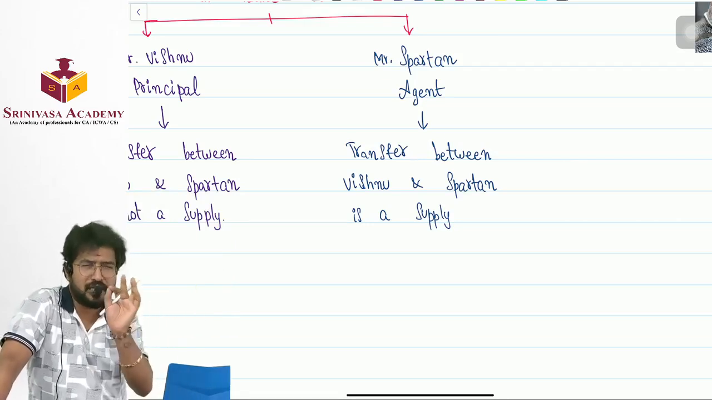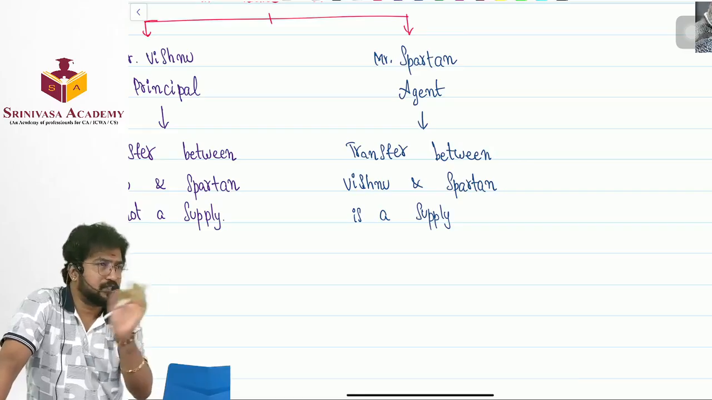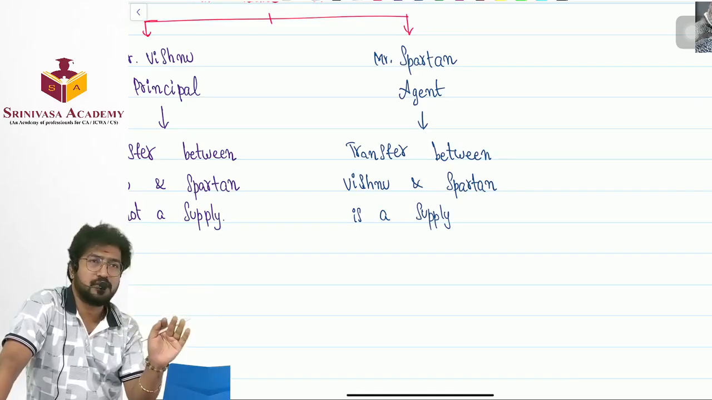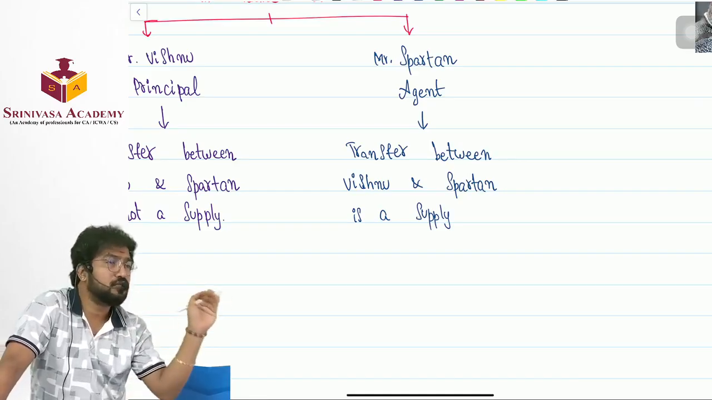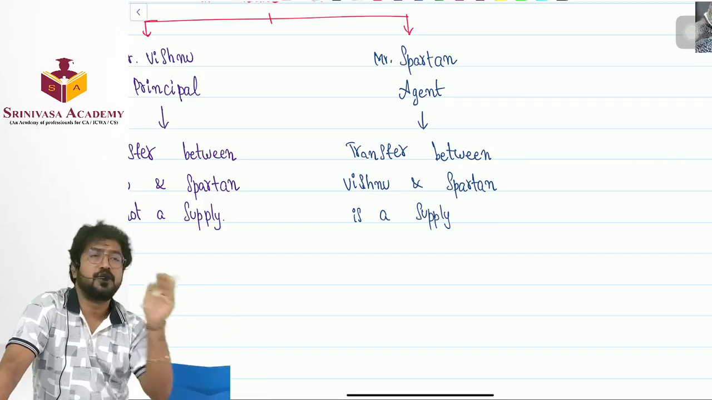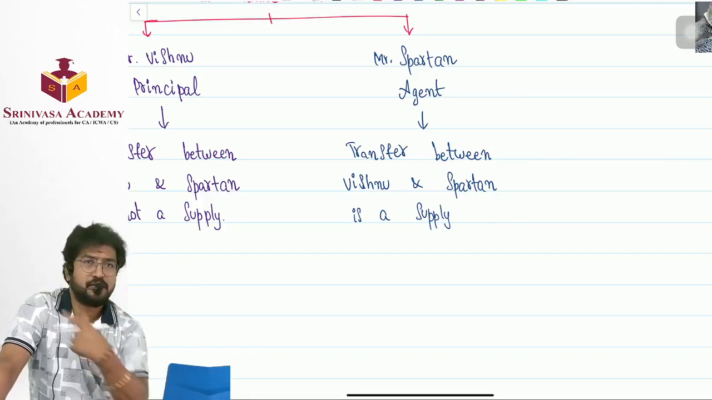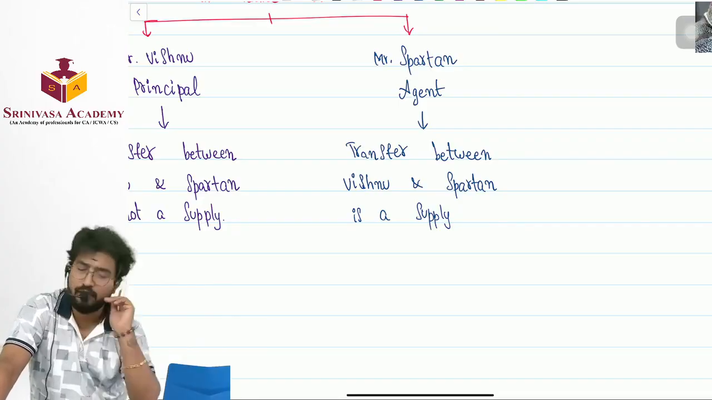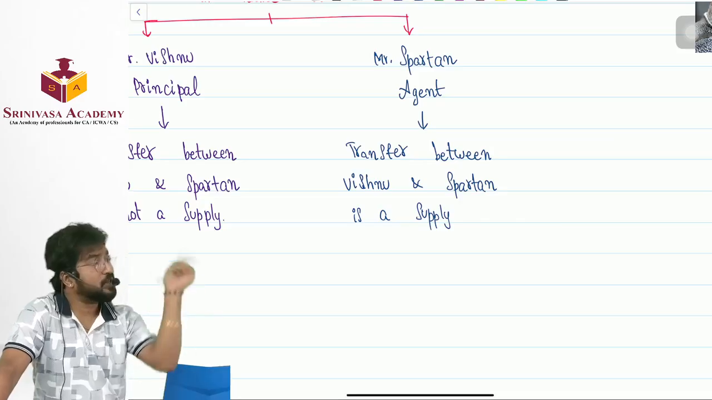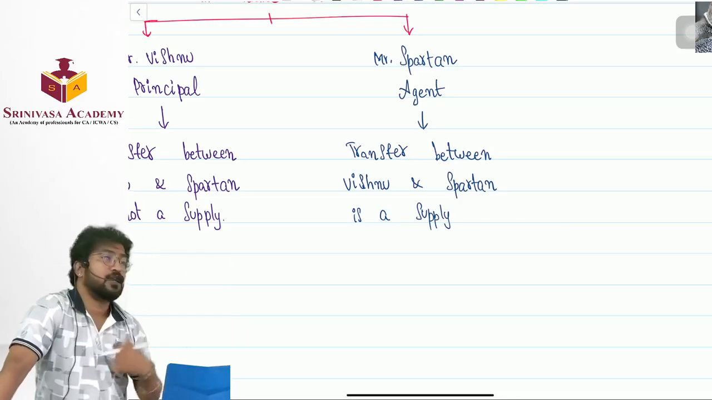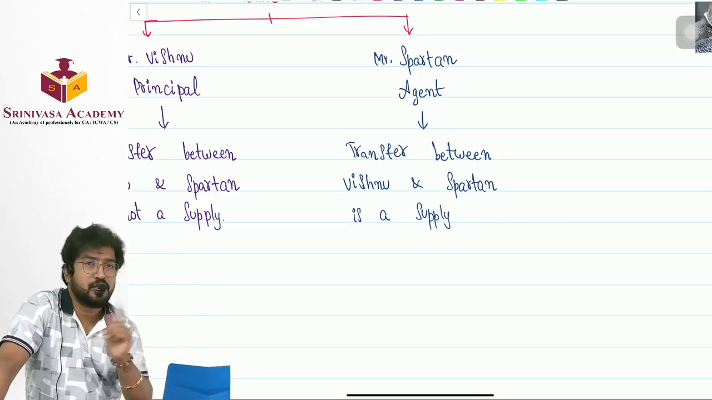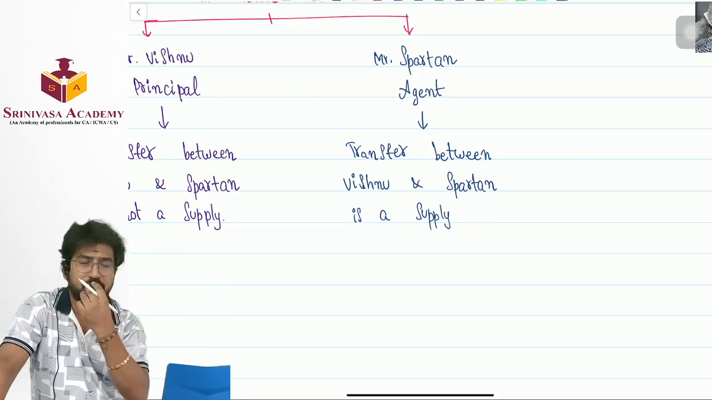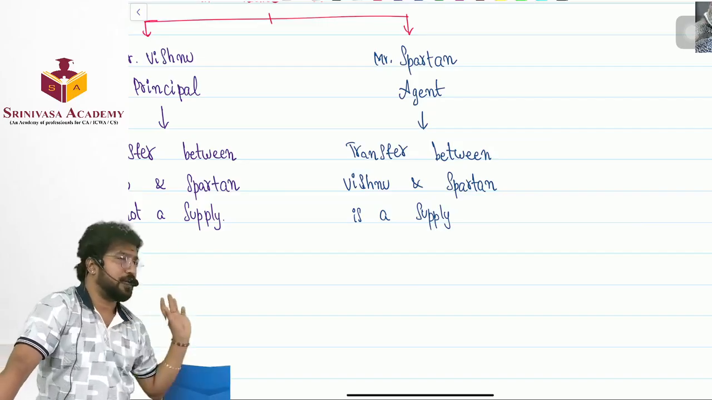I repeat one last time. Principal and agent, is it supply or not? The answer depends on who is raising the invoice to the final consumer or final customer. If the agent is raising the invoice, between principal and agent it is supply as per Schedule 1. If the principal himself is raising the invoice, then anything between principal and agent is not a supply. Clear? Shall we continue? Right, that is Schedule 3. Last point, we'll discuss this and go for the break.